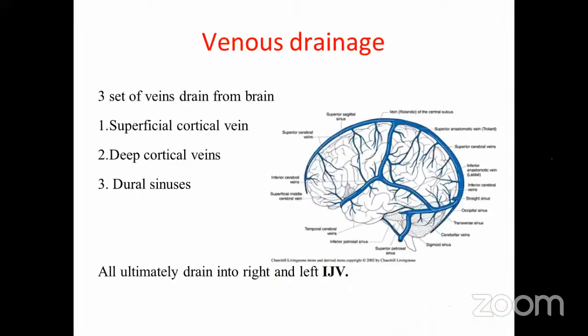Venous drainage. There are three sets of veins that drain the brain. There are superficial cortical veins and deep cortical veins, which finally drain into the dural venous sinuses. And all these veins ultimately drain into both the right and left internal jugular veins.